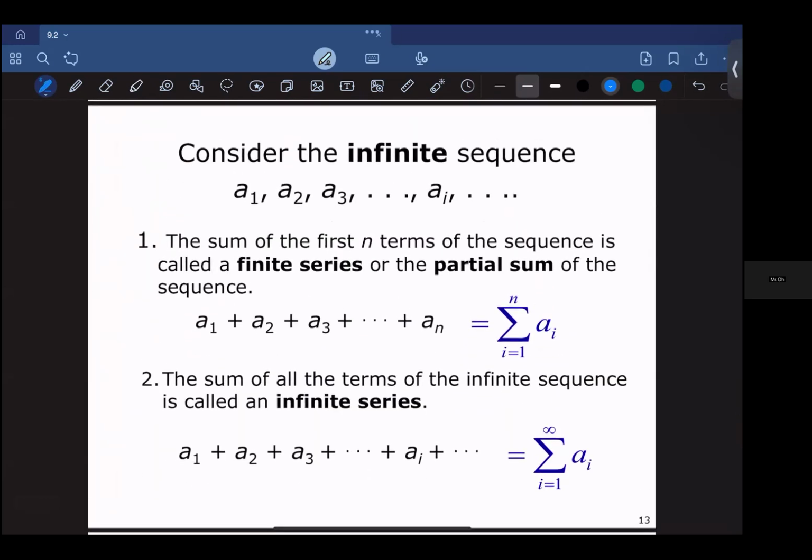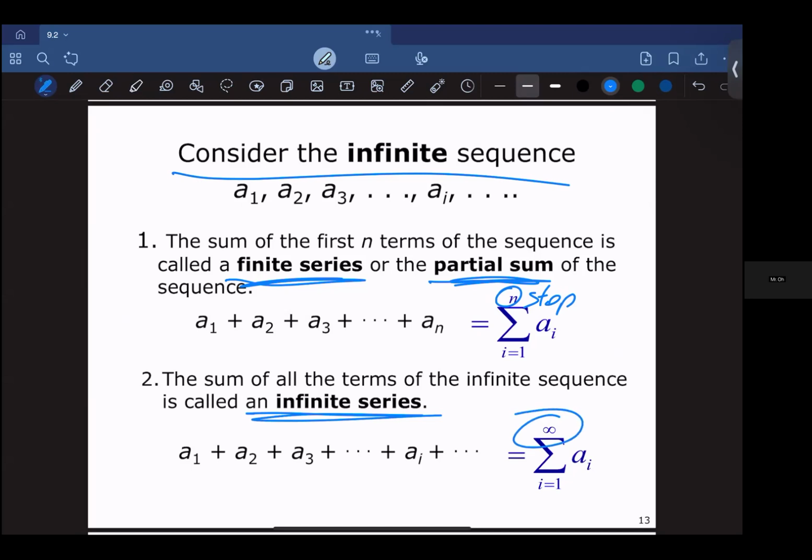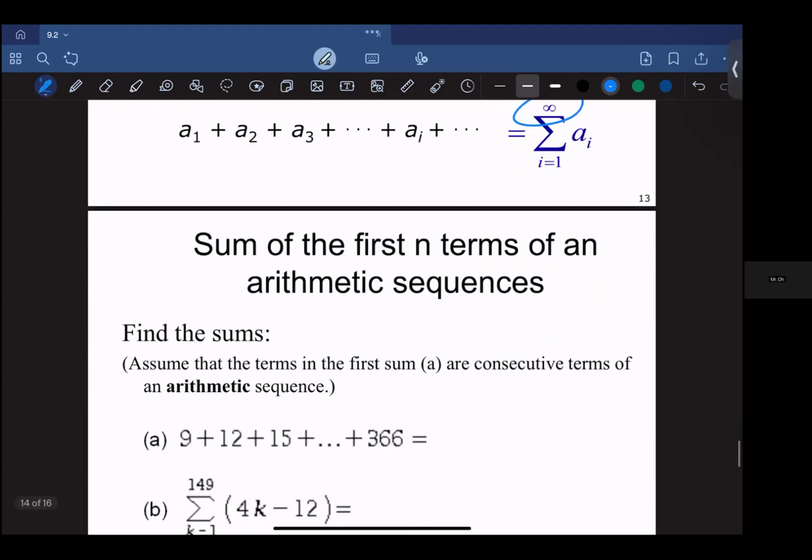So that was all finite sequences, but now we're just going to take a little breather and look at some infinite sequences. The sum of the first n terms of the sequence is called a finite series, or the partial sum. So that's what we just did. We had an n, we had a stop, and that is finite, that is partial. The sum of all terms of the infinite sequence is an infinite series. It's honestly just self-explanatory. It's infinity.